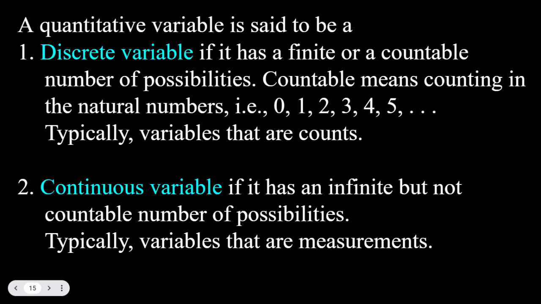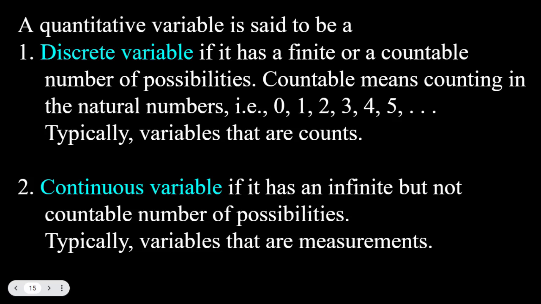But a quantitative variable is said to be, number one, a discrete variable if it has a finite or a countable number of possibilities. And being countable means that you're counting in the natural numbers, so like 0, 1, 2, 3, 4, 5, and so on. Typically, these variables are exactly that. They are counts. It's typically where you're counting something, and that is going to be a discrete variable.